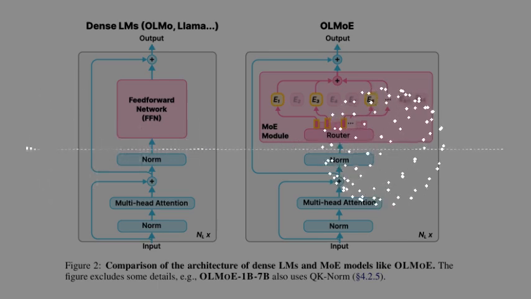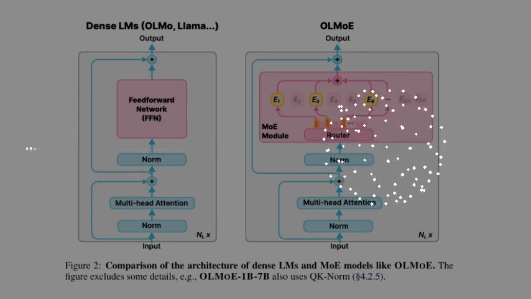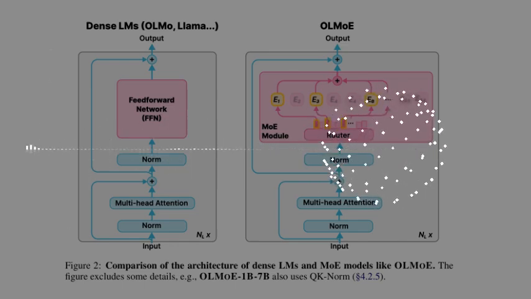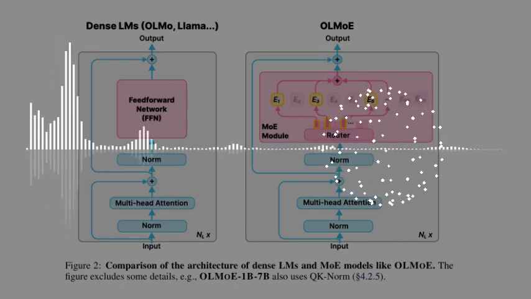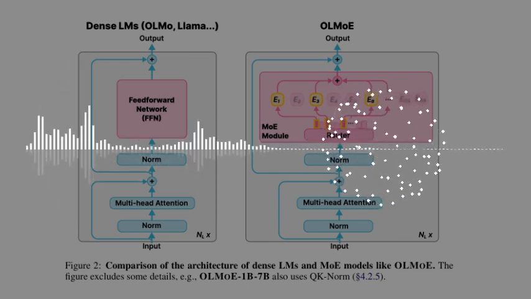Now, OLMoE has 64 experts per layer, but only 8 are active at a time. So it's got options, lots of flexibility. Exactly. It picks the right expert for the task.